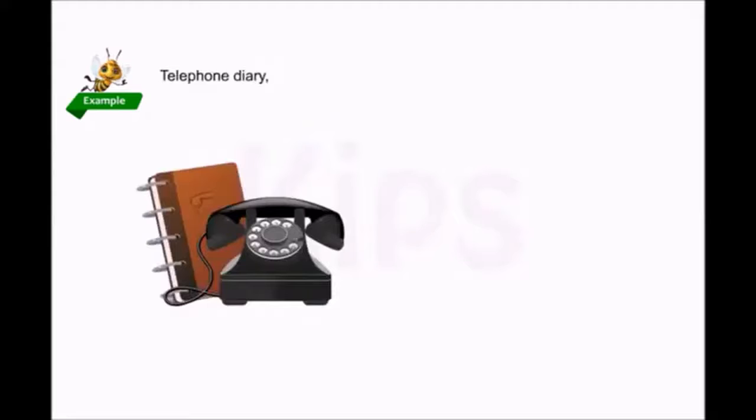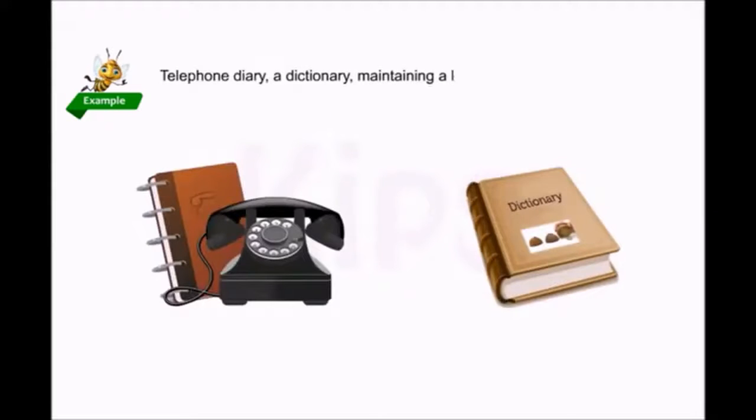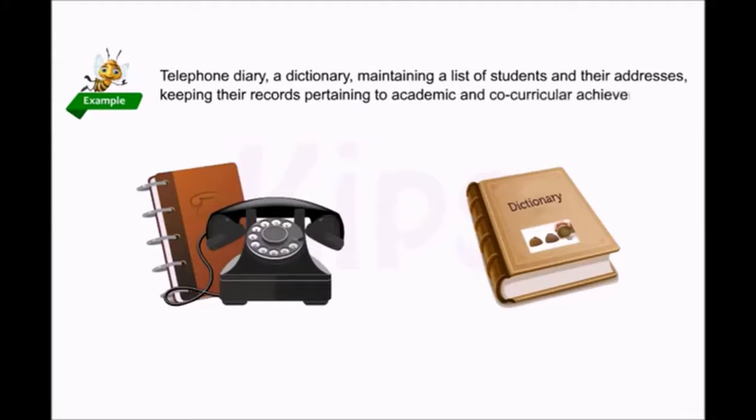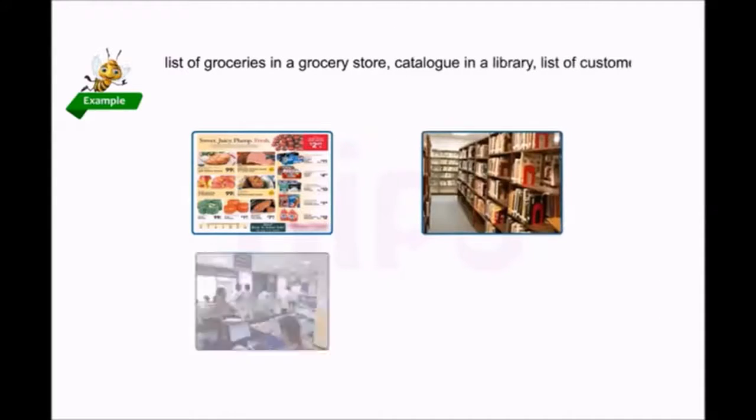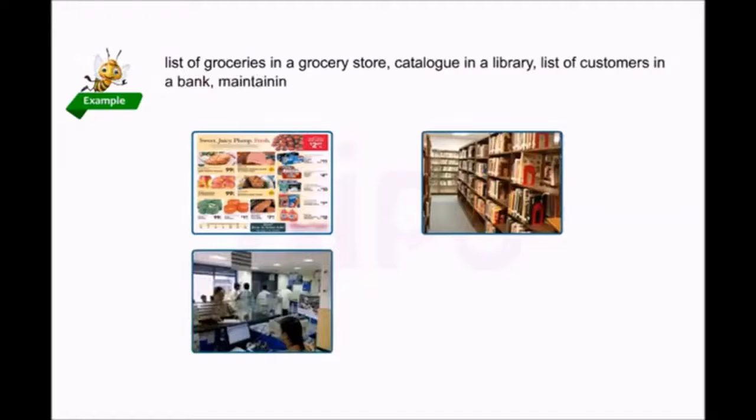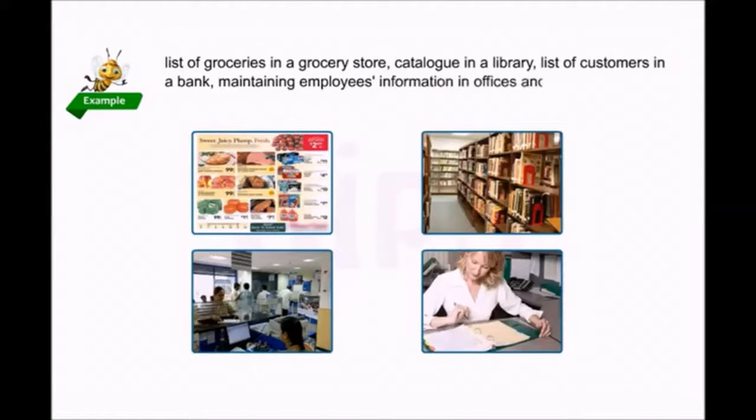Telephone diary, a dictionary, maintaining a list of students and their addresses, keeping their records pertaining to academic and co-curricular achievements, list of groceries in a grocery store, catalog in a library, list of customers in a bank, maintaining employees' information in offices and organizations, etc., are the examples of different types of database.